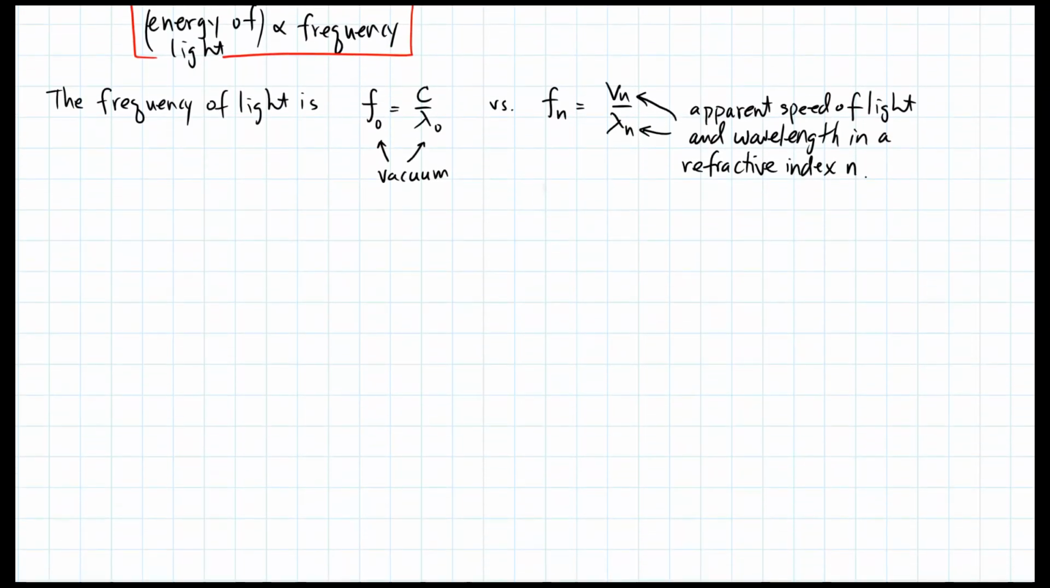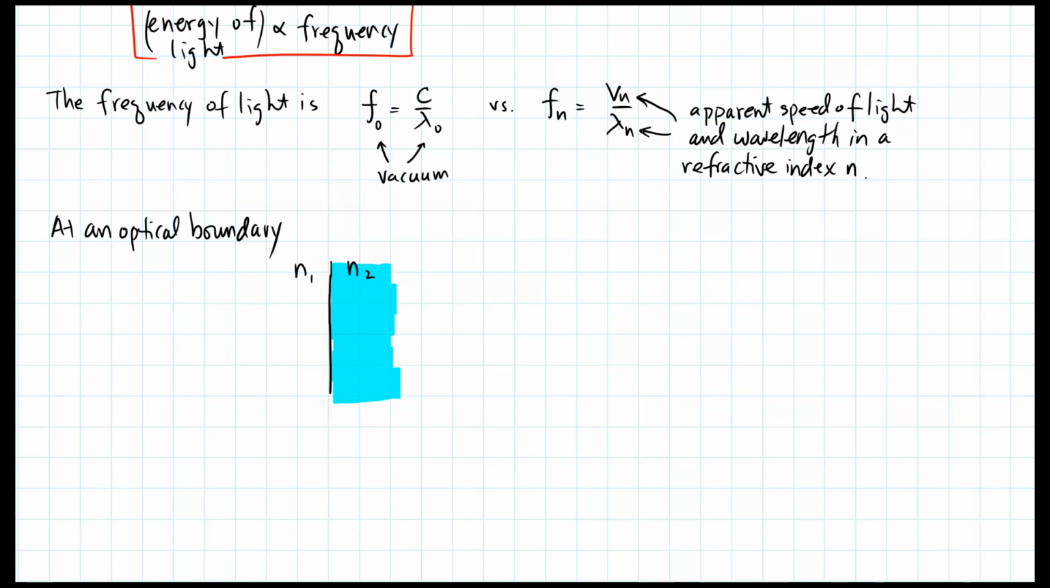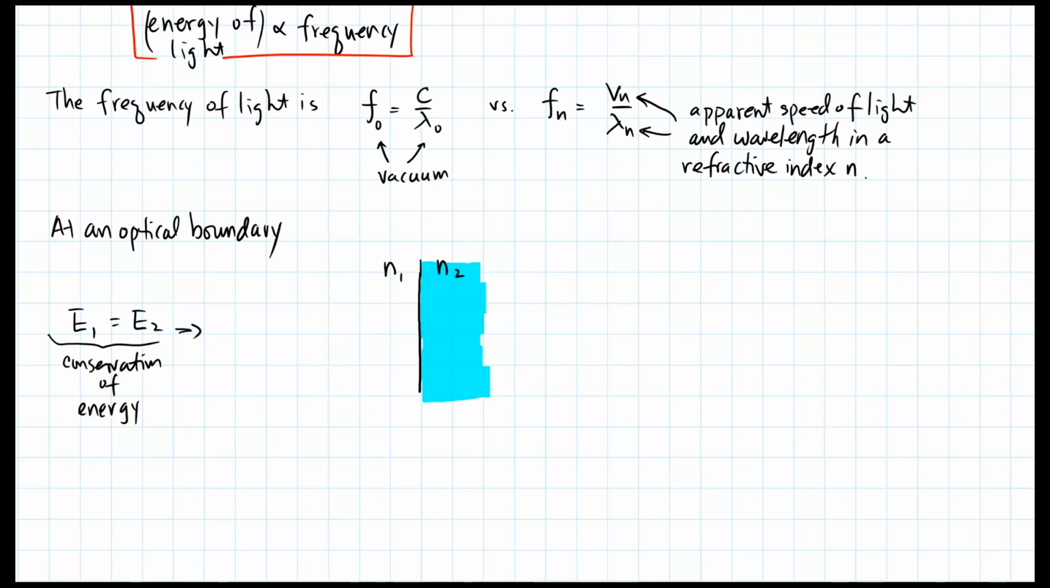Let's now apply this to an optical boundary. According to conservation of energy, we know that the energy of N1 and the energy of N2 of the light must be the same. Since the energies are the same, we know that in vacuum, the speed of light is faster than the apparent speed in a non-vacuum situation. In other words, we write the following thing.